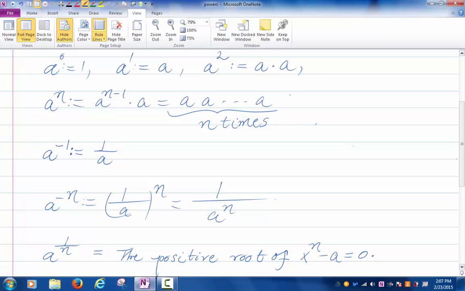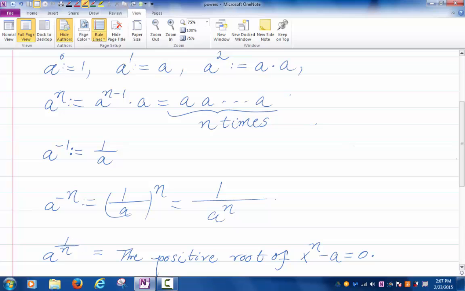In general, what's the meaning of a to the n for any positive integer n? Well, it means a multiplied with itself n times. It is a to the n minus 1 times a. Now we understand what it means to raise a to a positive integer.